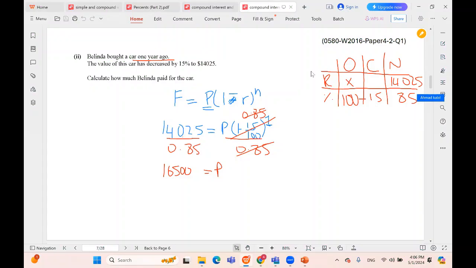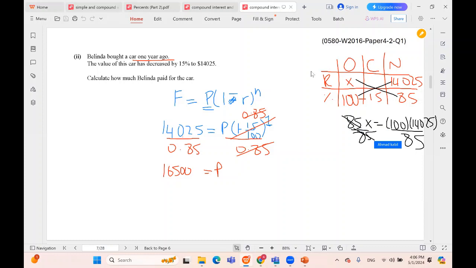And we can use cross multiplication. So 85x equals 100 times 14025. Divide by 85 on both sides. These will cancel out. And now you have something to calculate using the calculator. 100 times 14025 divided by 85. This is 16,500 again. So either way, you get 16,500 at the end.